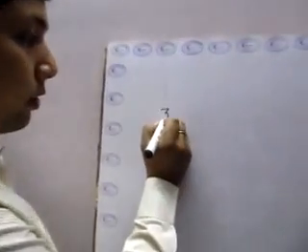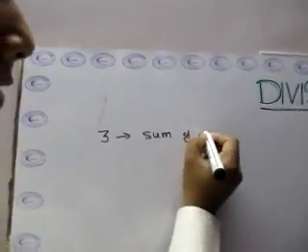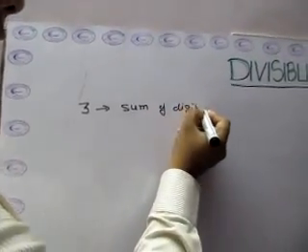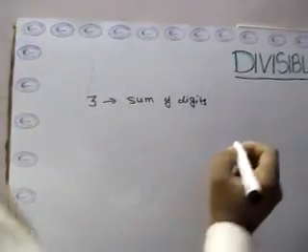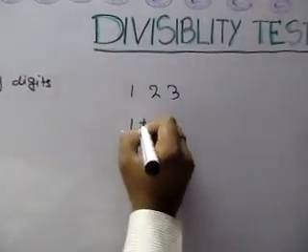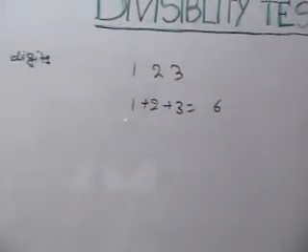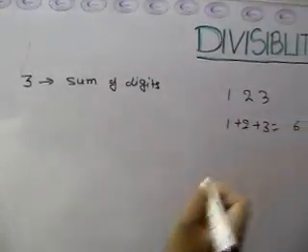Divisibility of 3. If the sum of digits is divisible by 3, then the number is also divisible by 3. Just take an example, 123. The sum of the digits is 1 plus 2 plus 3 is equal to 6. It is divisible by 3, hence the number is also divisible by 3.